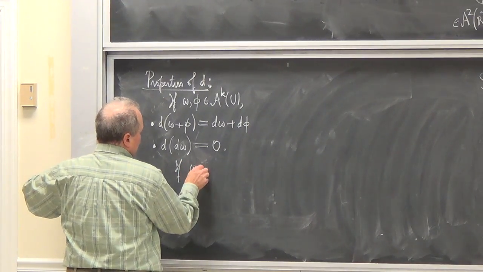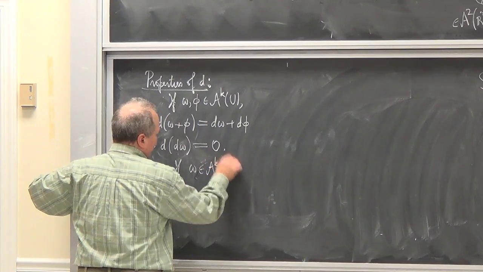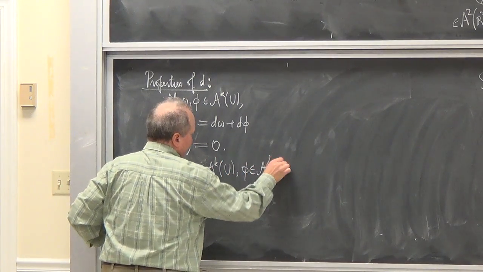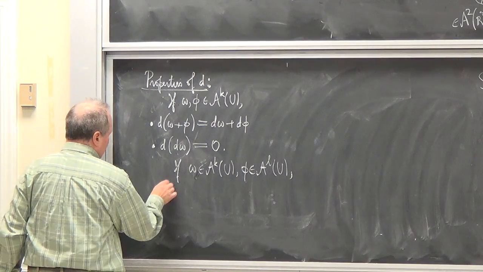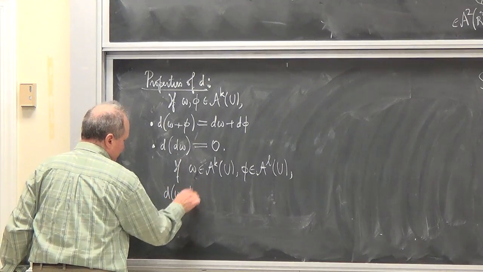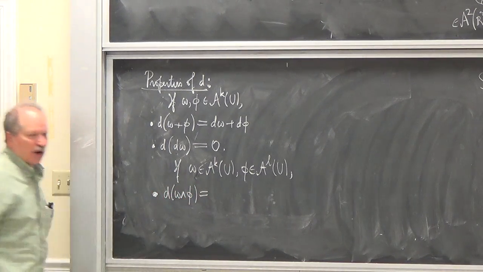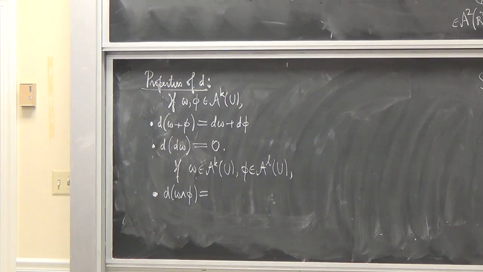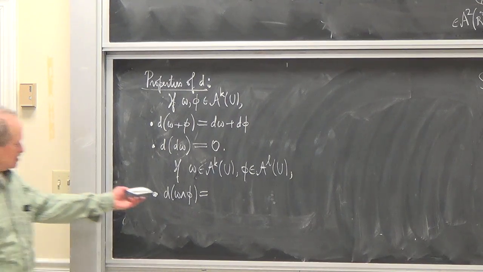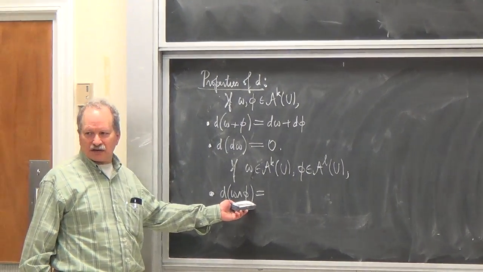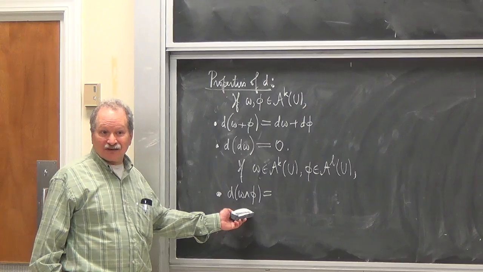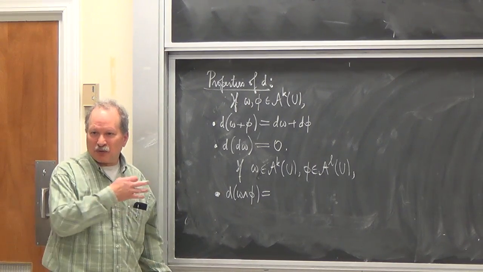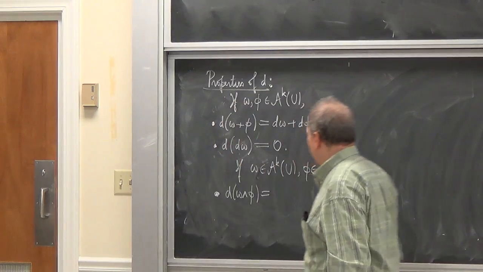Now here comes the fun stuff. If omega is a k form, and phi is an l form, what do you think d of omega wedge phi should be? I'm asking for what kind of rule here? What does this remind you of from calculus? What are you doing with omega and phi? Multiplying. Product rule. This is like a product rule. You're multiplying two functions, how do you take the derivative? Well, we're multiplying two forms, how do we take the derivative? Anybody want to guess?